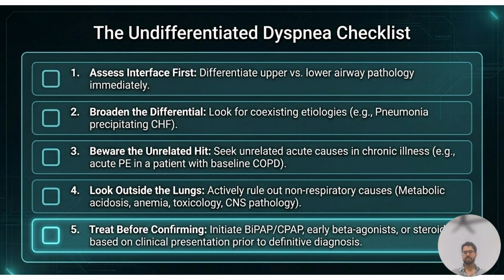Fourth, you want to look outside the lungs. Look at cardiac issues, metabolic acidosis, anemia, toxicology, CNS pathology. So outside of the respiratory system, and I would argue outside the cardiorespiratory system, in order to look at possible other causes of your undifferentiated dyspnea.